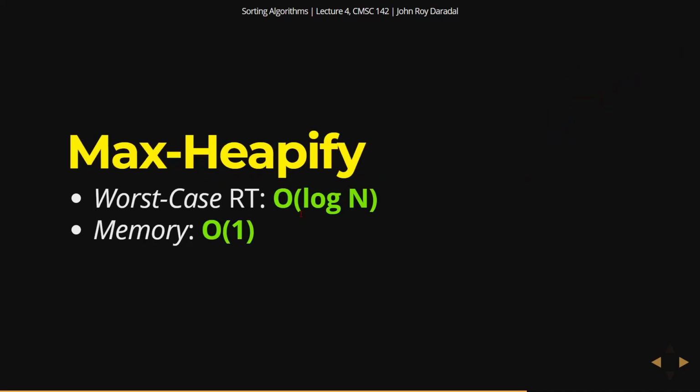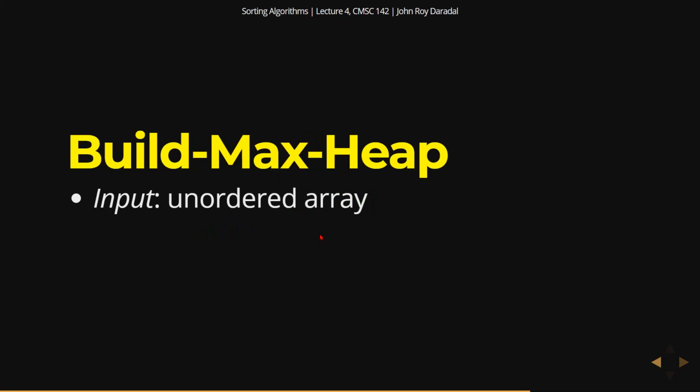Now, for max heapify, the worst case is O of log n, because at maximum we could traverse from the root all the way to the leaf, so that is the log n height. So that's the worst case. And the memory is only O of 1 because we're doing it in place anyway.